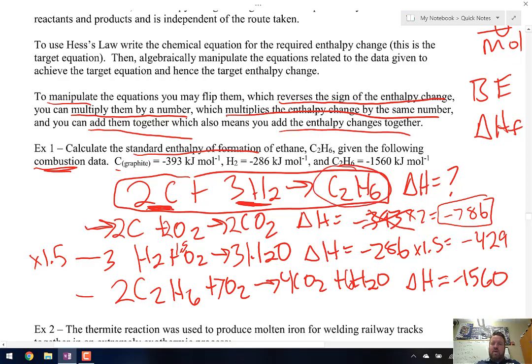And then for our last part, we need C2H6, but we need it to be a product, and we only need one of them. Here you can see we have C2H6, but it is a reactant, and there's 2 of them.